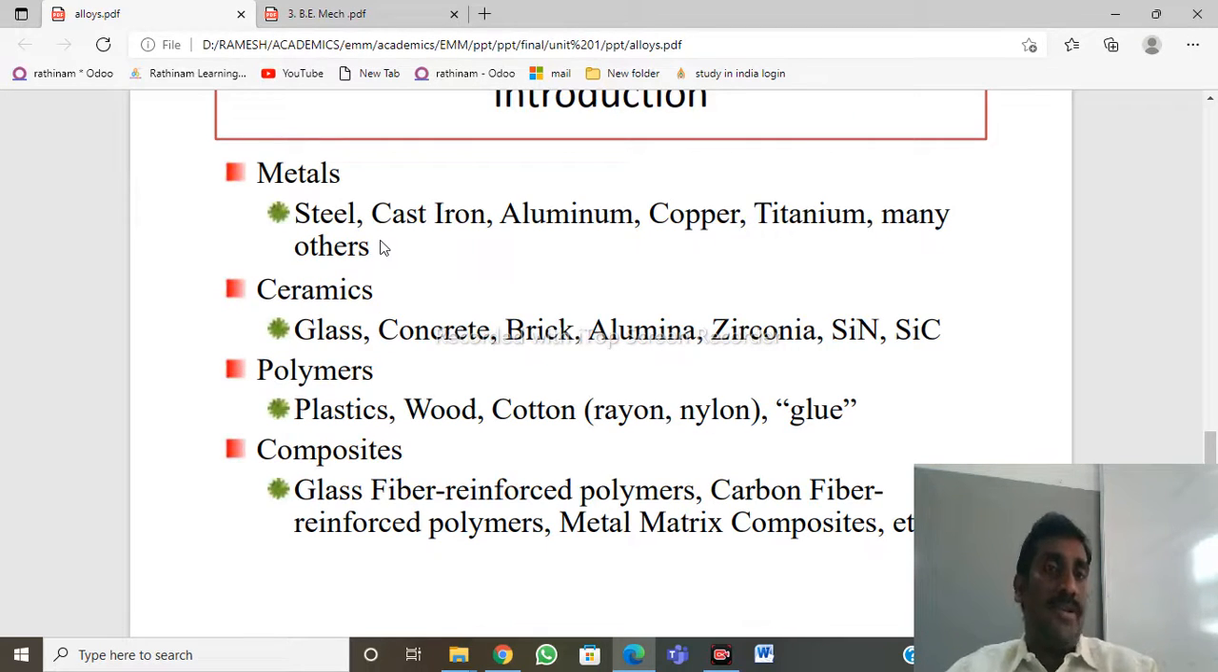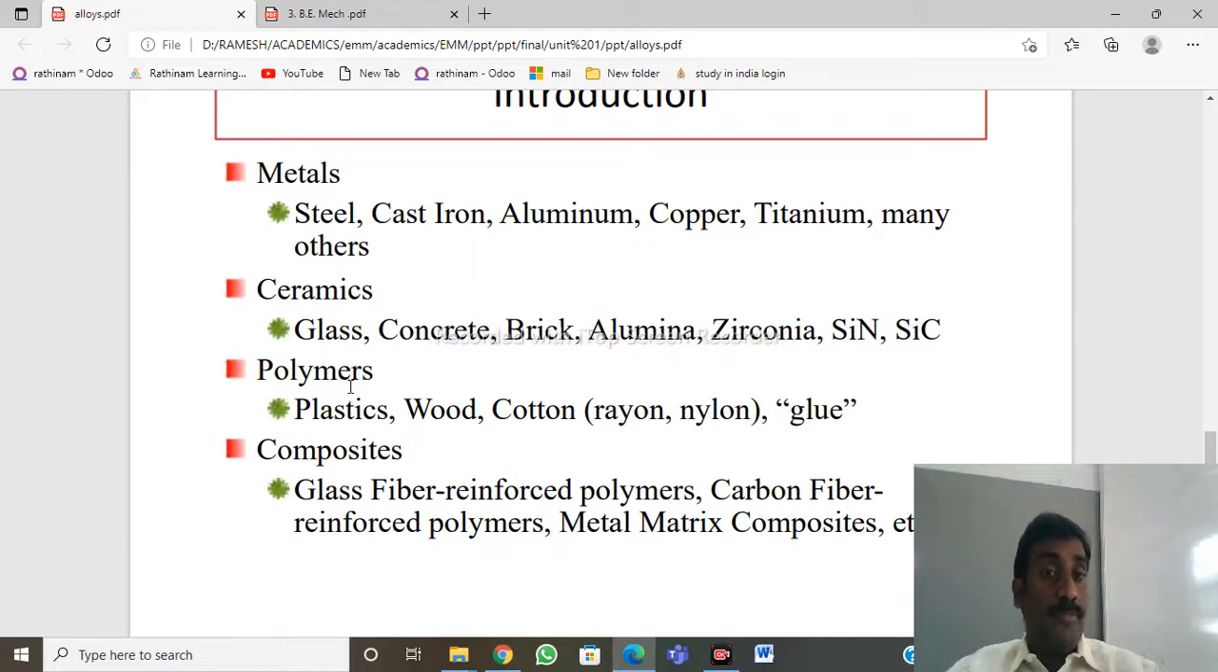Then what is meant by ceramics? Ceramics are glass, concrete, bricks, alumina, zirconia and silicon carbide. These are all the elements that come under the category of ceramics. We all know that ceramics are also one of the important materials in engineering applications.